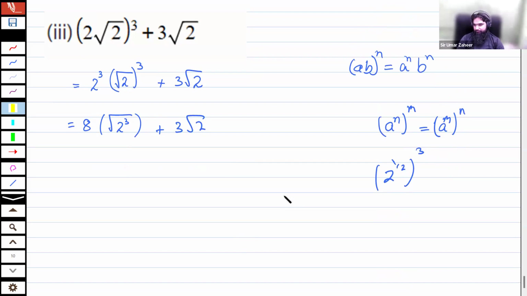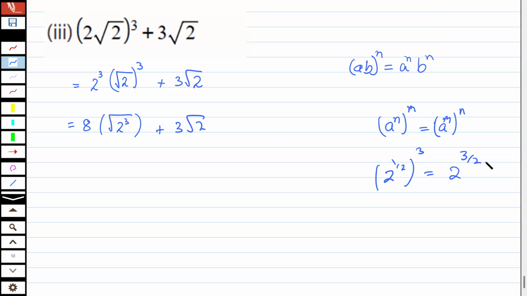You are saying that we have 1 by 2 and there is a whole 3, it will become 2 raised to power 3 over 2, right? Yes, you can. But at the end, you need to convert back to the square root 2 as well. So that's why I'm not converting.